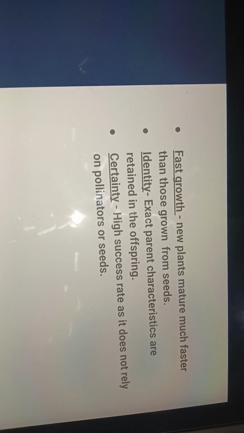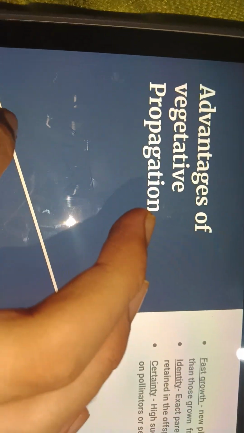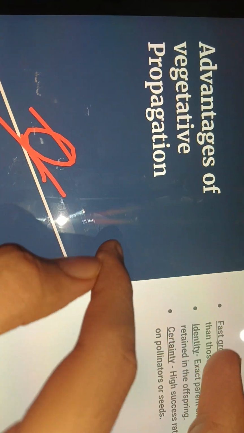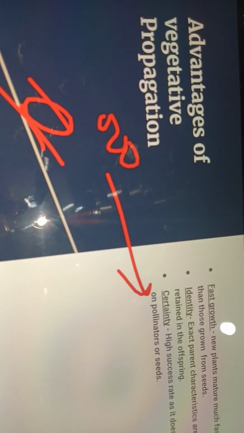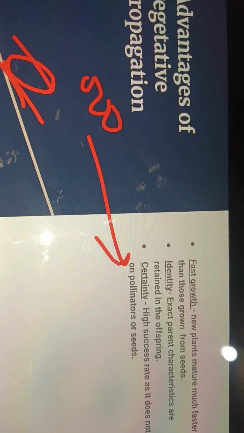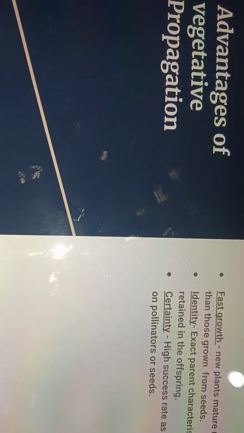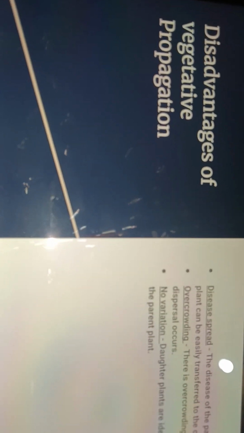Third is certainty, high success rate as it does not rely on pollinators or seeds. What happens during pollination? The pollinators move from one place to another. They carry the pollen grains, so it is possible that they leave them somewhere and do not pollinate the stigma. So therefore there is less chance of it. But here high success rate is there because there are no pollinators. Is that clear? Because pollinators take the pollen grains not only to the stigma but also anywhere in the ground as well. Next, disadvantages of vegetative propagation.